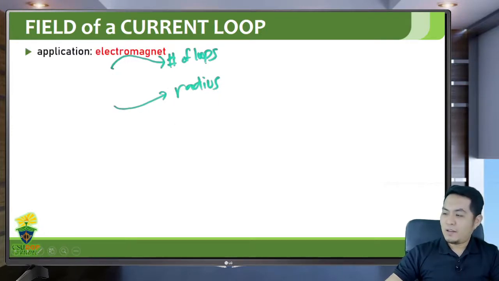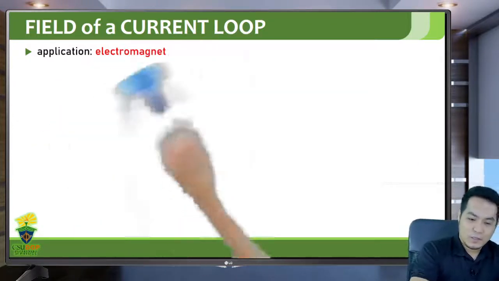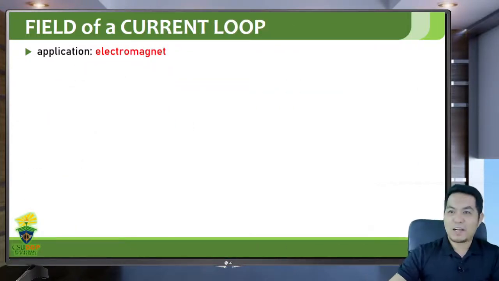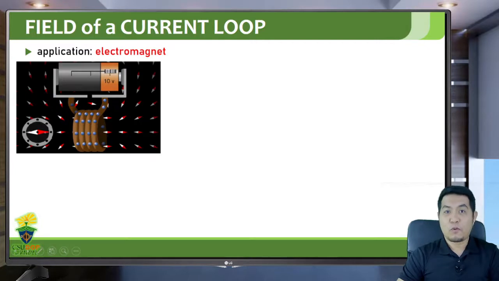So what are the applications of the field of a current loop? Of course, you have the electromagnet. In order to make an electromagnet, you take a conductor and form it into a loop, forming what we call a solenoid. Then you connect it to a battery, any source of EMF, and that basically becomes a magnet. In this case, it's called an electromagnet.